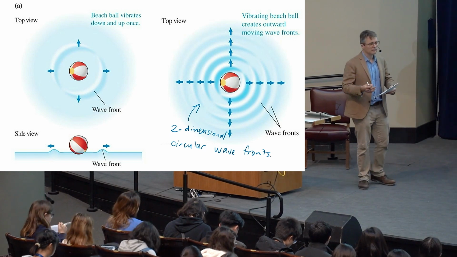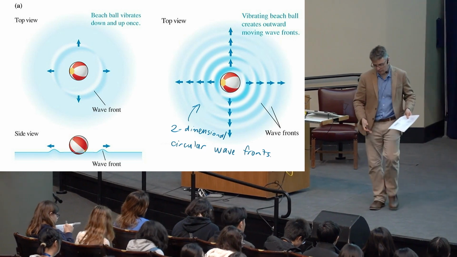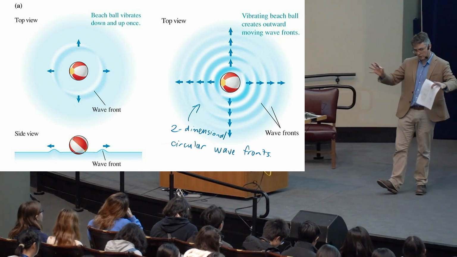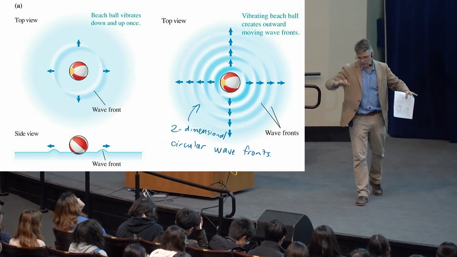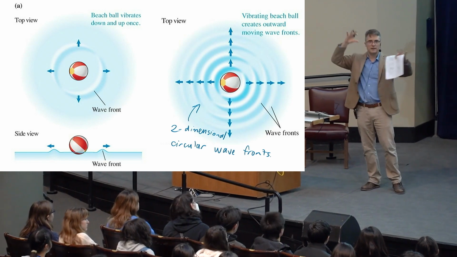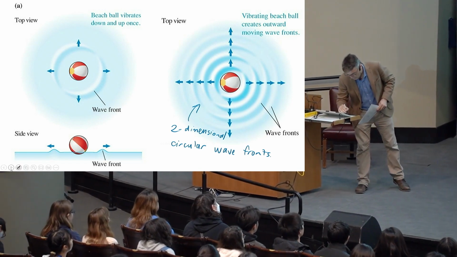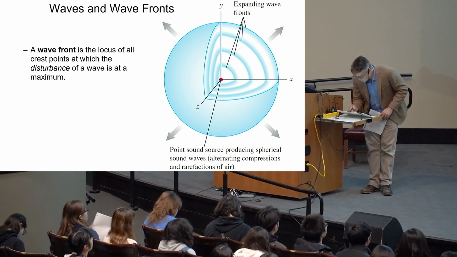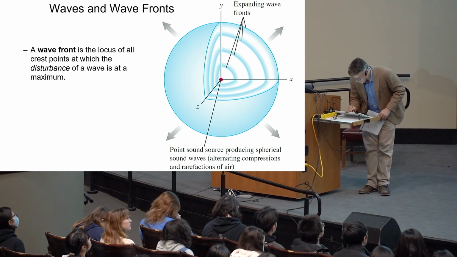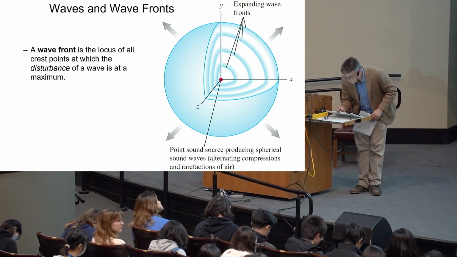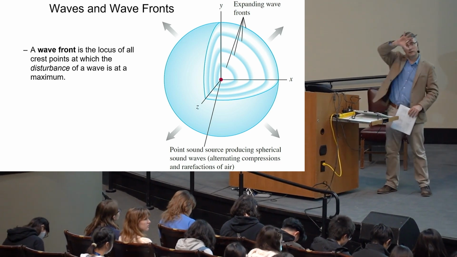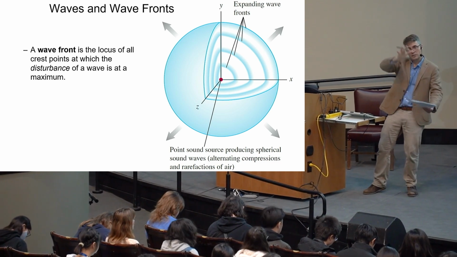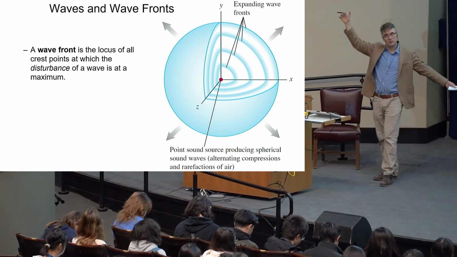But in 3D, like with this black speaker right here, which is where my voice is coming from, those sound waves are traveling outwards in all directions. If I snap my finger, it sends a pressure wave out that's actually spherical. So if you have a point sound source, this red dot, producing sound waves, then the wave fronts would be concentric spherical shells all centered on the source, going outwards at the speed of sound.